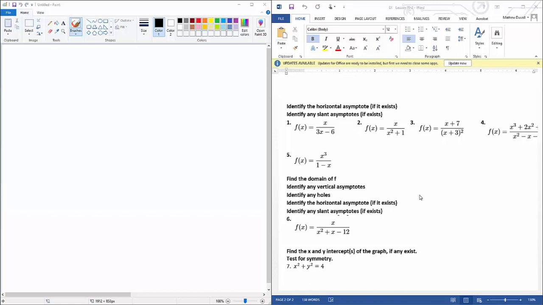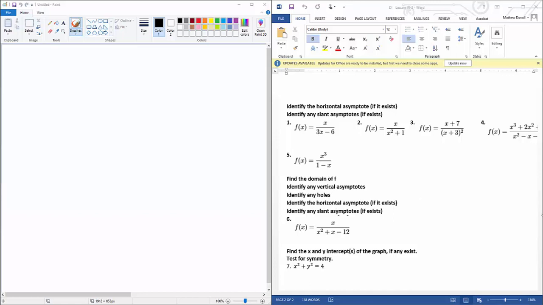If the degree on top is larger, there is no horizontal asymptote. You have to divide to find the slant asymptote. If the degrees are the same, the horizontal asymptote is you divide the leading terms. And if the degree on the bottom is larger, then it's y equals 0.